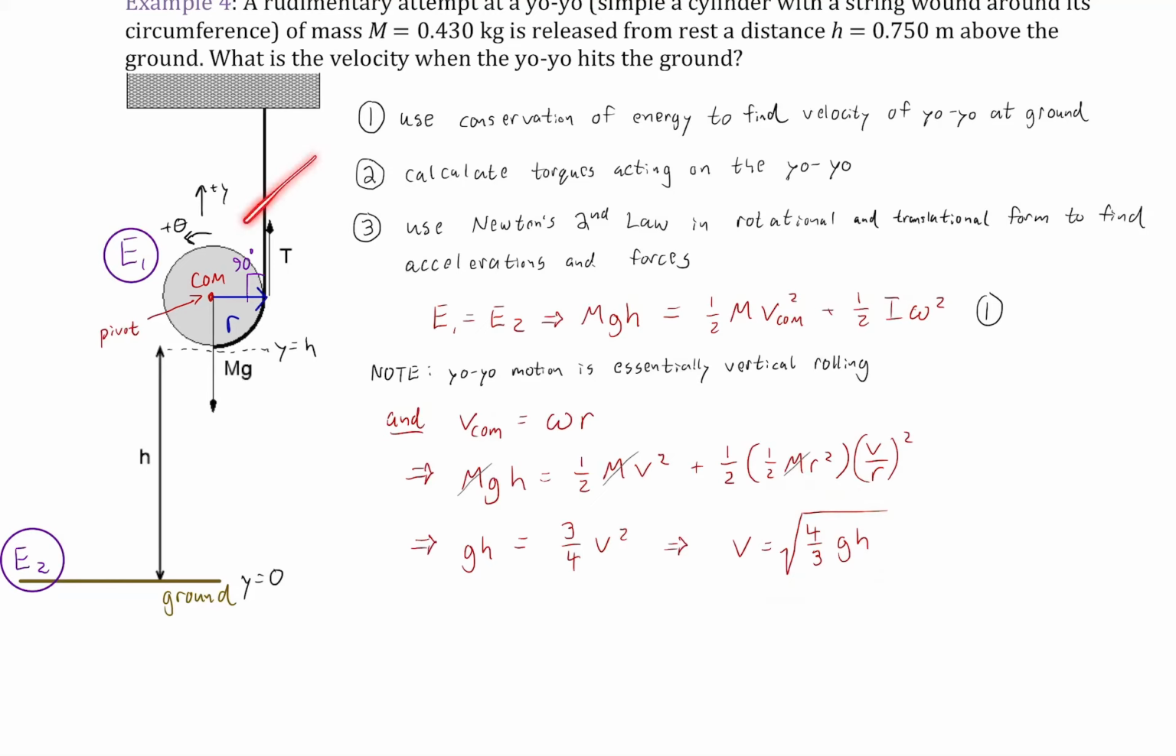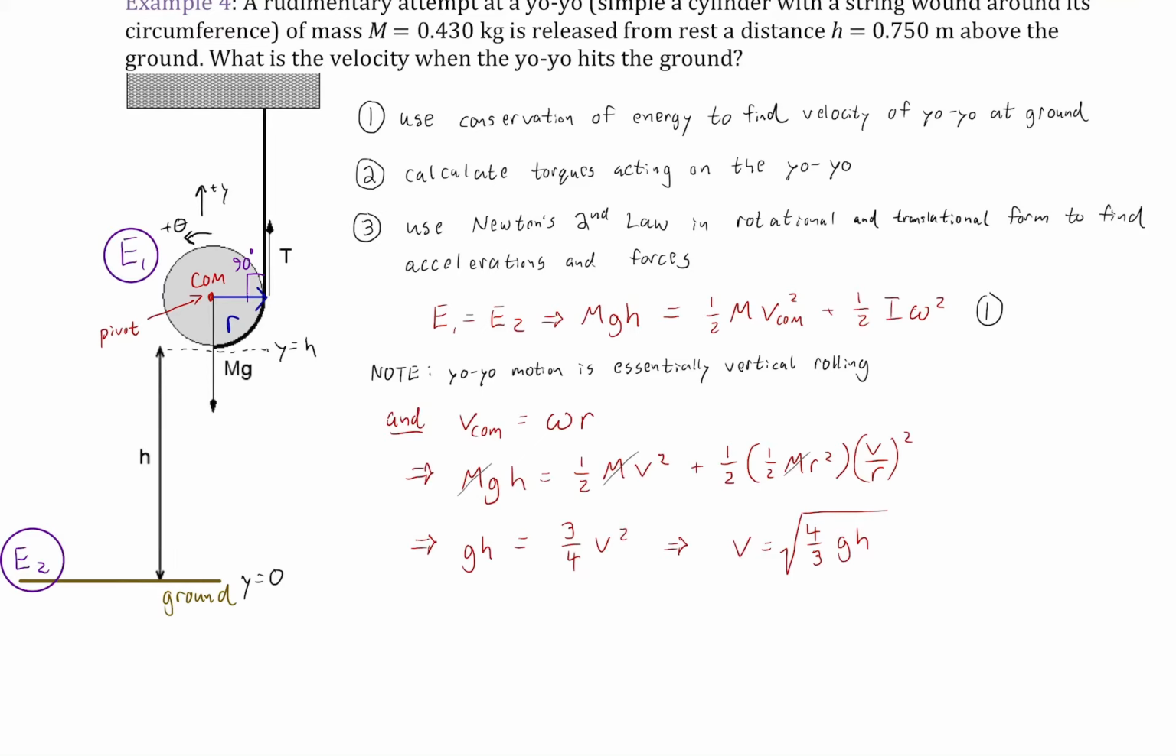If we had just cut the string and let the cylinder fall like a particle, then what would its velocity have been when it hits the ground? It would have been square root of 2GH. All right, we get that from kinematics or conservation of energy. Well, the square root of 4/3 GH is smaller.